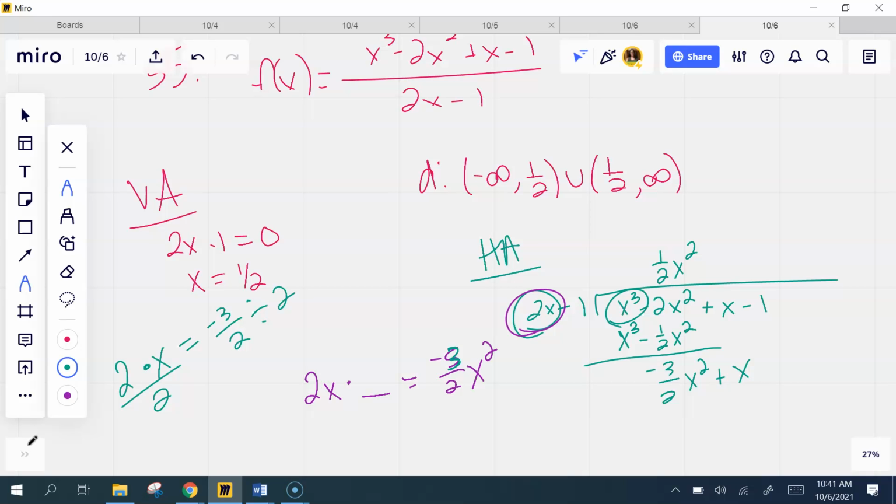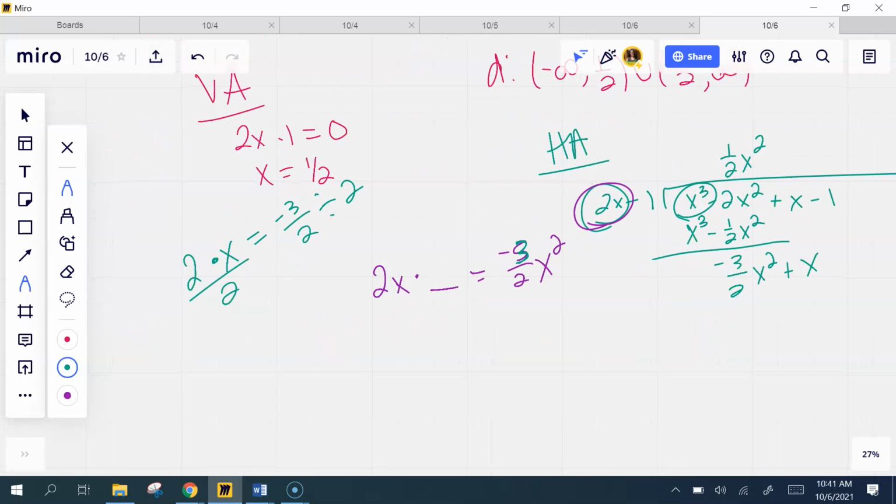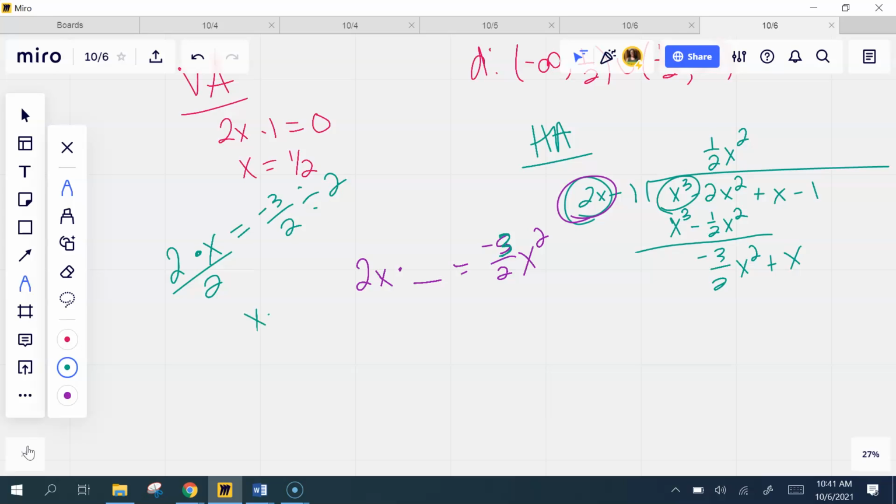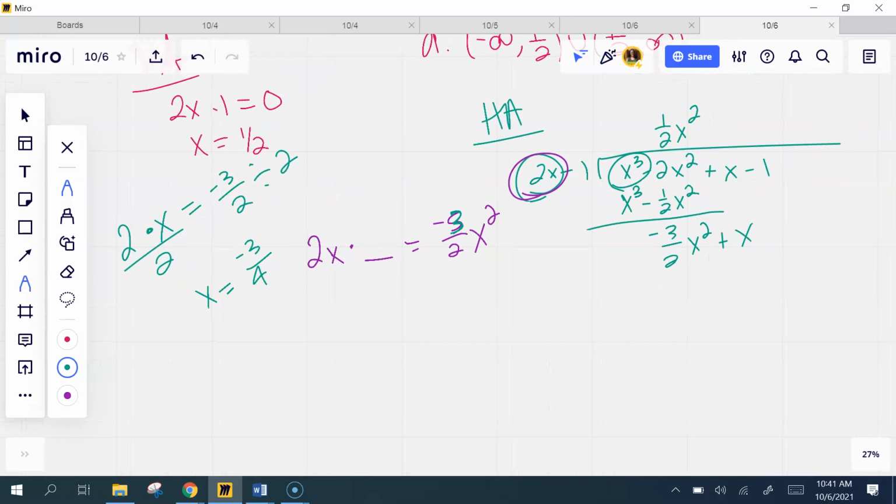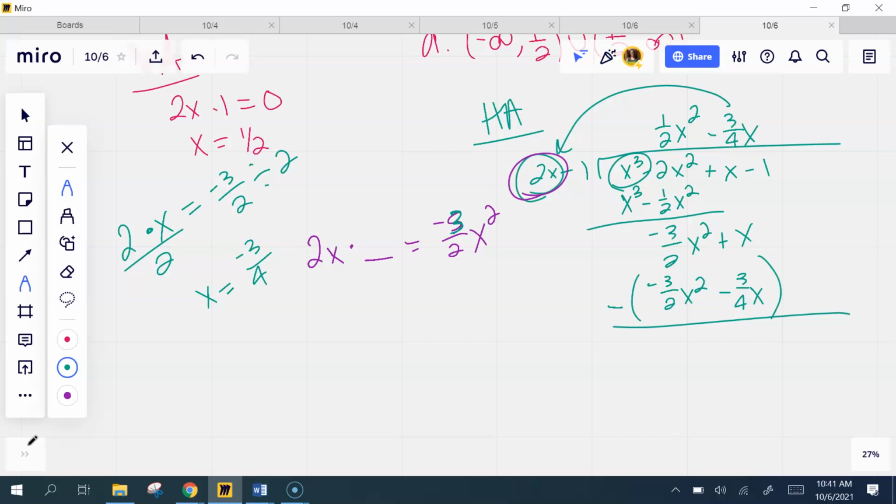Are y'all caught up in the fraction part of this? I think that is what I'm trying to say. Negative 3/4. So I need a negative 3/4 x, because now if I multiply that around, I get negative 3/2 x squared minus 3/4 x. Again, though, I'm subtracting. The rules are the same, it's just that I got fractions in here.